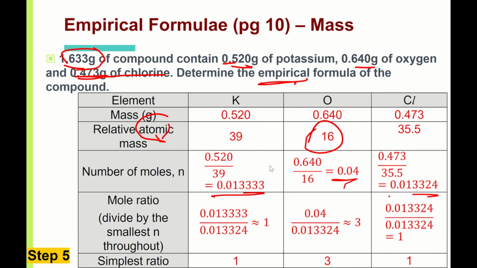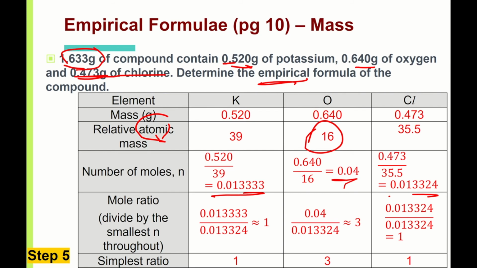So what you do is you get 1, 2, 1, right? How do you get 1, 2, 1? Because 5 is the smaller one, you divide by a small number. 10 divided by 5 is 2, 5 divided by 5 is 1, so 1, 2, 1. So same thing, this one, divide by the smallest number. 0.04 divided by the smallest number is 3. So the simplest ratio is 1:3:1.